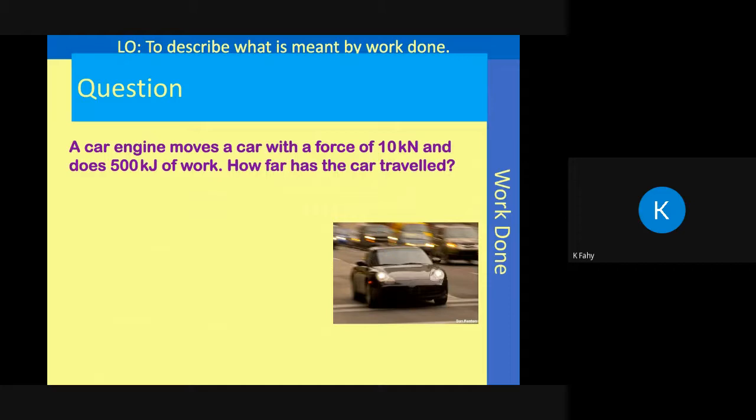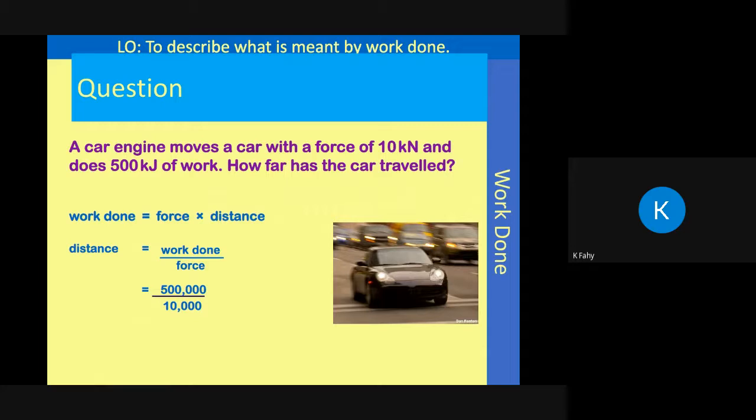It means times 1,000. So the first thing I need to do is, one, write down my equation. Two, I need to rearrange it because they've asked me for distance in this one. So distance is equal to work done divided by force. And then I'm going to convert my work and my force back into newtons and joules. We cannot calculate these if we leave them in kilos. We have to convert them back.